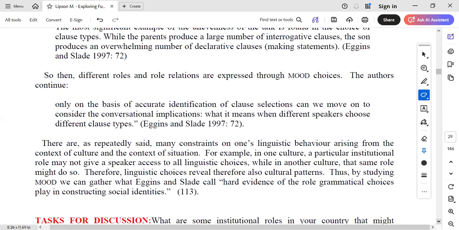For example, even in our culture, when you're talking to your parents, right? Most of the time, you don't question. Most of the time, you are engaged in declarative sentences. And even in certain contexts, you are not even supposed to say anything and just listen to them. Am I right? Maybe sometimes, maybe always, right? Because it depends how strict the environment you have at home is.